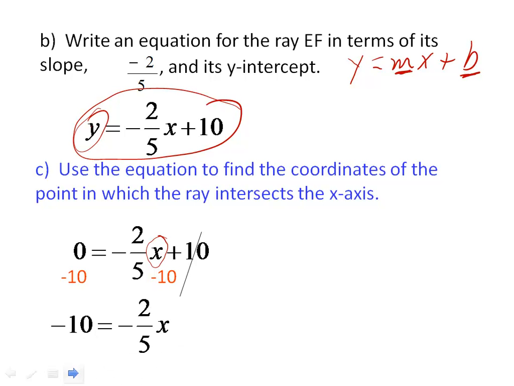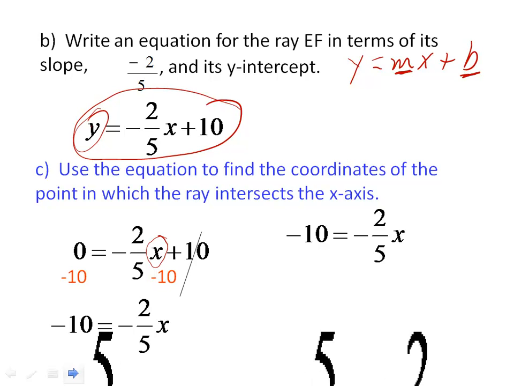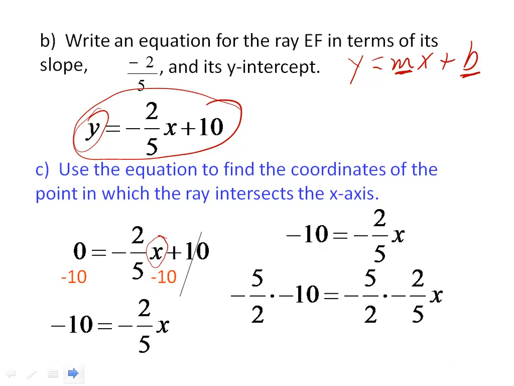Some of you on your calculators would divide by negative 2/5. Remember, you can multiply by the reciprocal, which I think is actually faster. Multiply by the reciprocal of negative 2/5, which is negative 5/2. So now we're multiplying both sides by negative 5/2. This multiplication on the right side equals 1, so that makes 1x, which is what we're looking for.